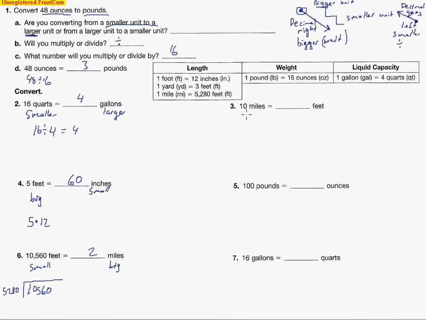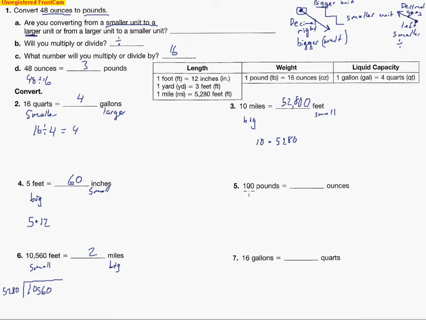Well, 10 miles, miles is the big unit, to feet is the small unit. So that means big to small means that I'm going to end up multiplying. So 10 times by, there's 5,280. I was thinking of inches for a second there. So let's go ahead and change that. 5,280 feet in 1 mile. So when I go ahead and multiply by 10, that's nice. It just moves the decimal 1 space to the right, or just in this case adds that 0, 52,800.